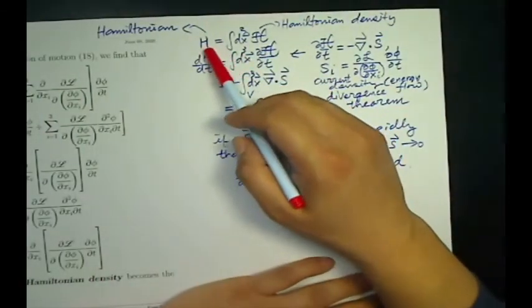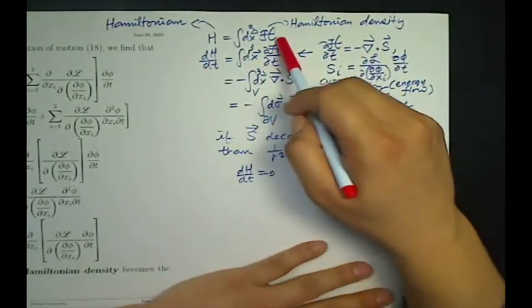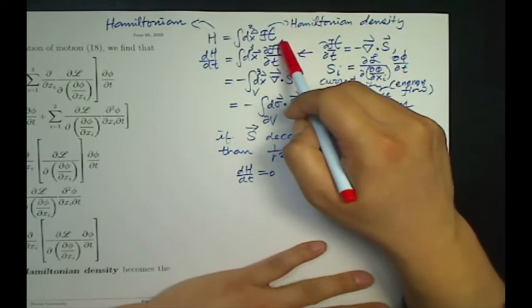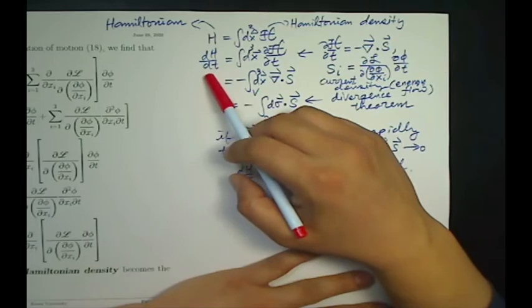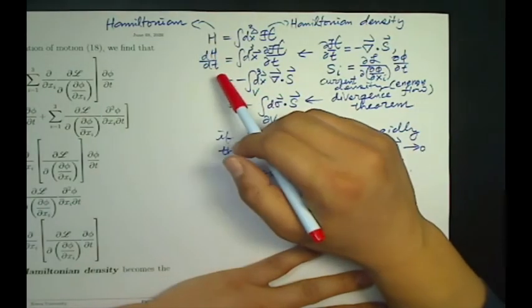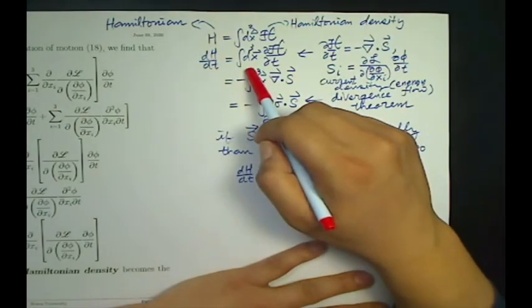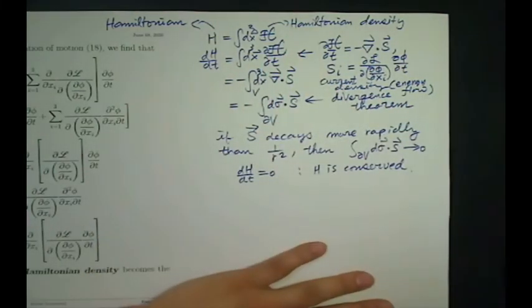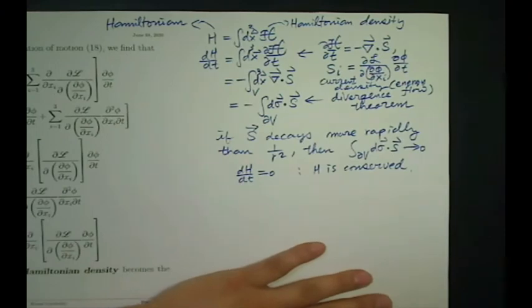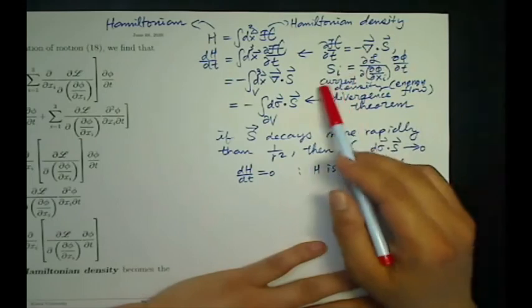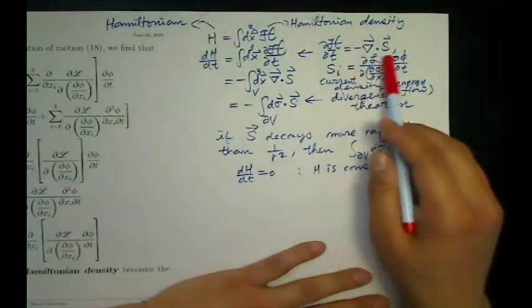The Hamiltonian of a system can be computed by integrating the Hamiltonian density function over the space. Thus, the total time derivative of the Hamiltonian should be evaluated as an integral over the space of the partial time derivative of the Hamiltonian density function. As we already derived, the partial time derivative of the Hamiltonian density function is minus the divergence of S, where each component of S is given in this way.